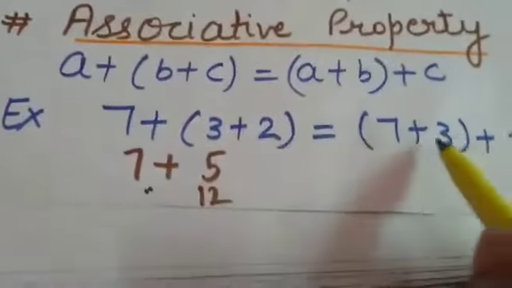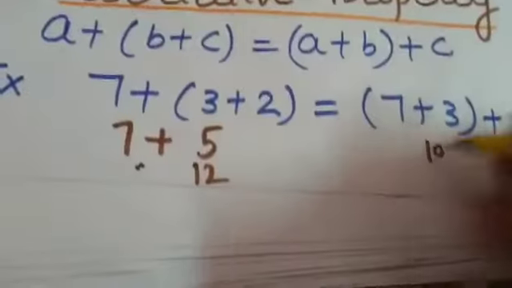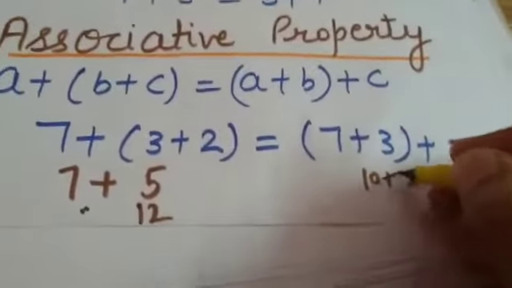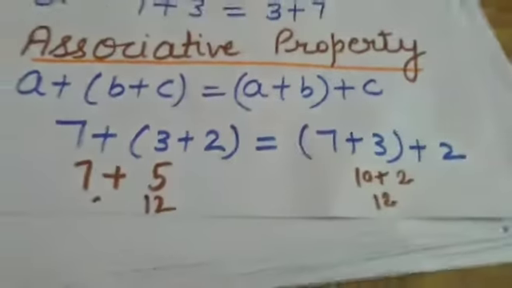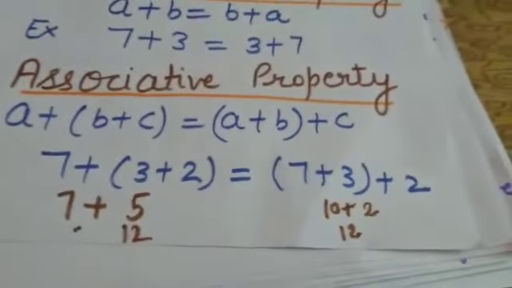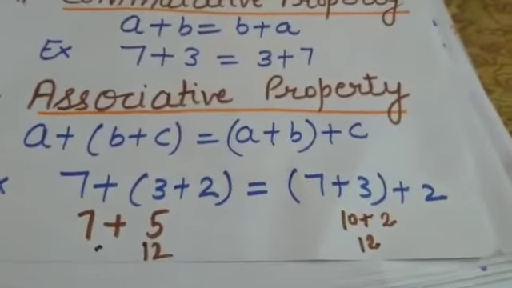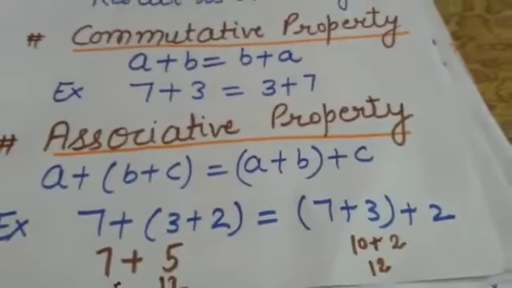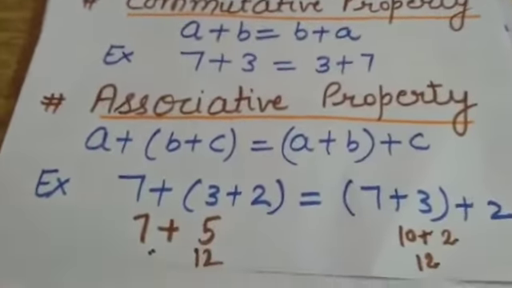First you have to add the numbers in the bracket. It will be 10 plus 2. It gives you 12. So now the LHS and RHS are both equal. So it means this property holds in integers. That is a plus in bracket b plus c equals in bracket a plus b plus c. This is our fourth property, associative.